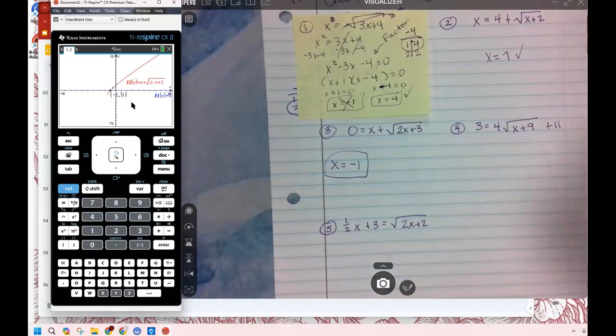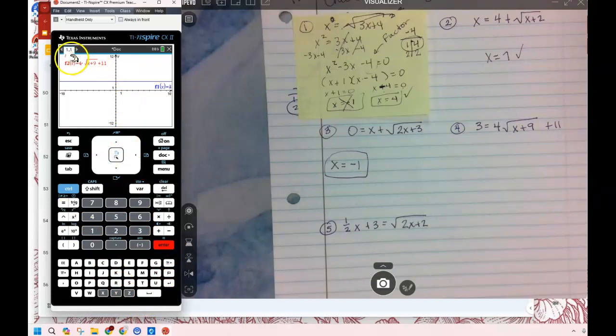All right, the next one. Sometimes we have a bunch of extra weird stuff, and I'm going to show you what happens on this one. So tab, go up, put in the left-hand side, which is just 3. Put in the right-hand side, which is all this stuff. 4 square root x plus 9 equals plus 11. Hit enter.